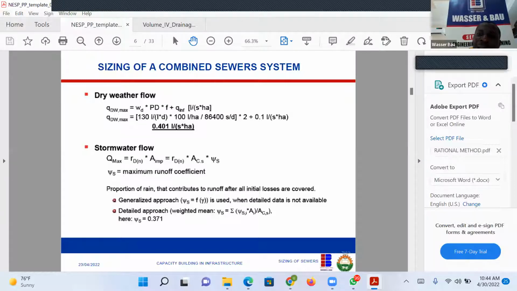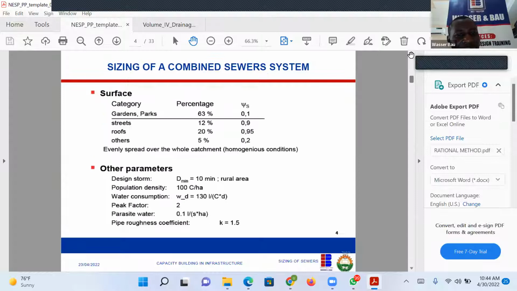Why is it so? It is because we are dealing on the catchment scale level. They didn't tell us that we are designing for 1,000 people or 100 people, but they said 100 capita per hectare. So this is what we call land use. If you are designing for a virgin area, a place that has not been inhabited, the only thing that will help you is to estimate the land use. And why is the land use so low? Because it's a rural area. So for every hectare, you meet 100 persons.